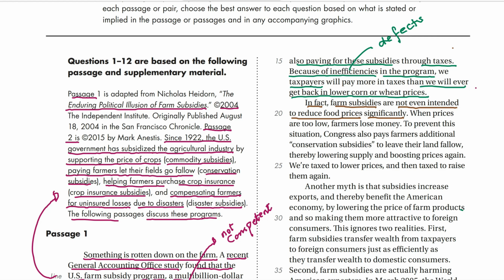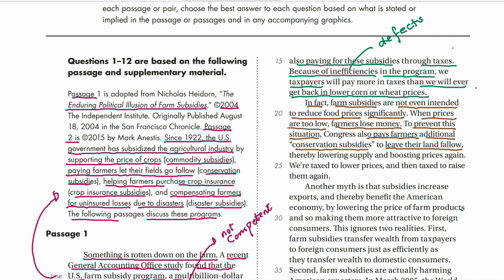Not the reduction that we are expecting at all. When prices are too low, farmers lose money. Imagine, look at the story, it's a cycle. When prices of agricultural products go down, farmers lose money. Then what? To prevent this situation, what happens? Congress also pays farmers additional conservation subsidies, because it doesn't want the farmer to be harmed by the drop in prices, so it gives another or additional subsidies called conservation subsidies to leave their land fallow.